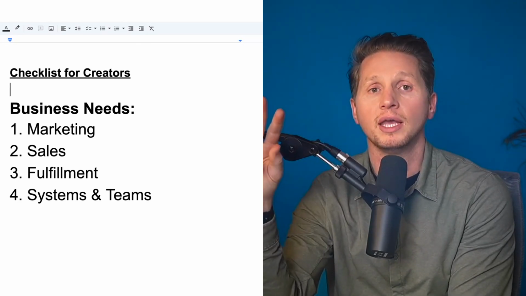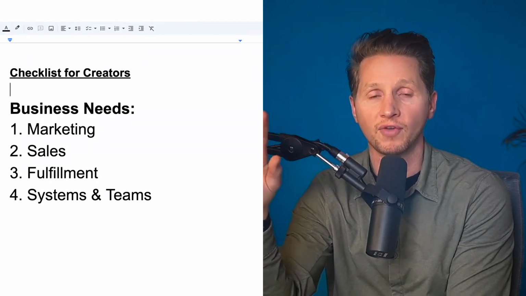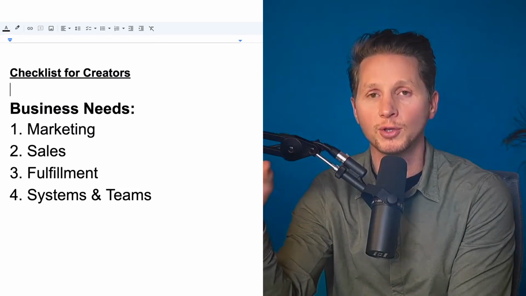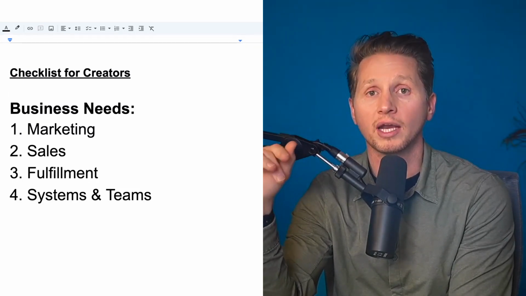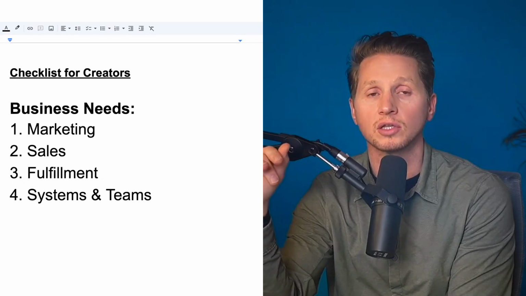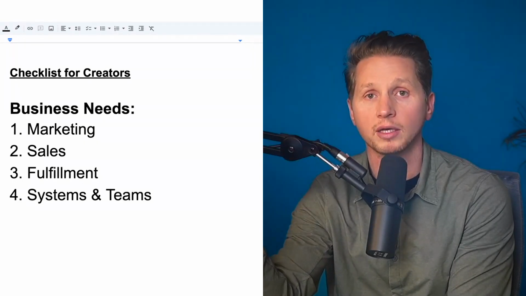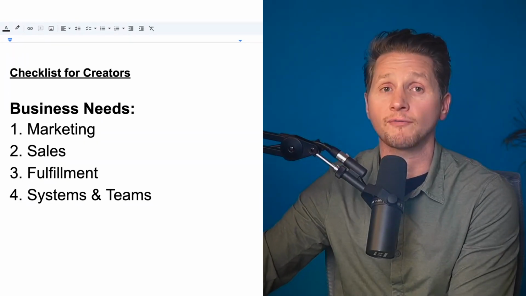Okay. The third one is delivering on that through fulfillment. What did you promise them? What did you sell them on? How are you doing that fulfillment? And the other one is knowing how to do systems and build solid teams and processes that are going to help you run your business and scale with that. Those are the 4 areas.